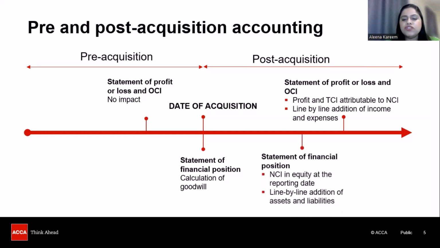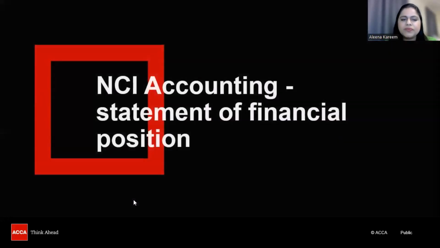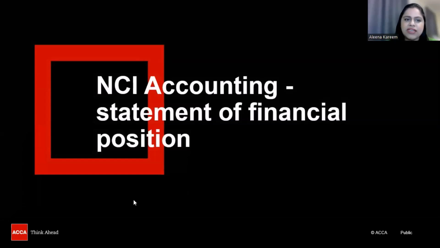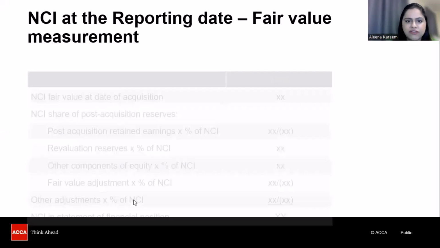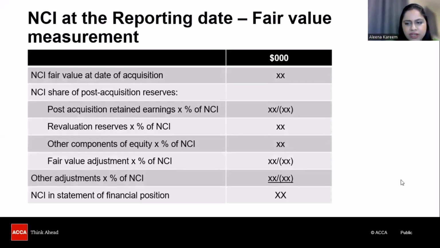And lastly, when we talk about the consolidated statement of financial position, then as we just discussed, NCI is going to be shown in equity at every reporting date. It's a very important part of equity because when we are talking about the group, there's parent company, there is 80% share in subsidiary company, but the remaining 20% equity is belonging to the non-controlling interest. In case of statement of financial position, there is a line-by-line addition of assets and liabilities also. So now coming to the NCI accounting in the statement of financial position, the details of it. Here is a chart which is very comprehensive, covering almost all kinds of workings that are required.